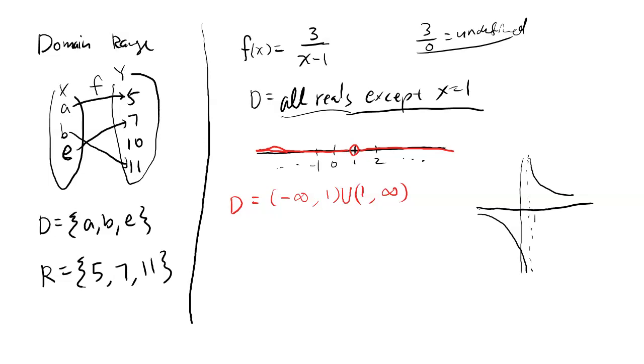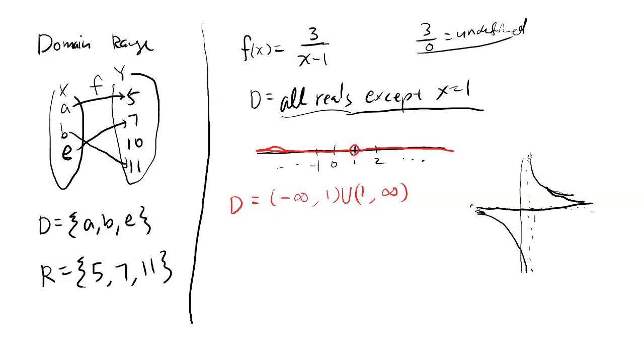Okay, so the graph of 3 over x minus 1 is something like this. There's a vertical asymptote at 1, so the graph gets closer and closer to 1, but it doesn't touch it. Same thing happens with the horizontal asymptote at 0, so the x-axis is like a horizontal asymptote. It gets closer and closer to 0, but never touches it.